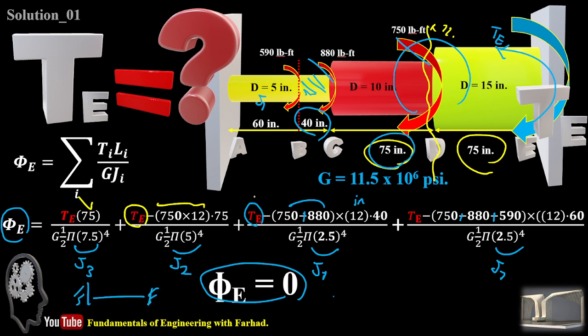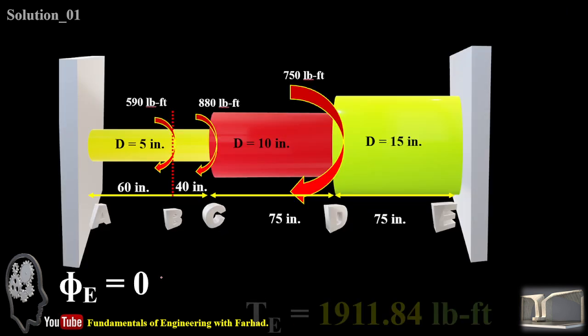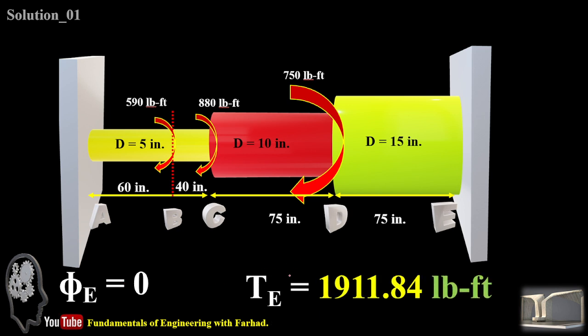So if phi is 0, the only unknown of our problem is the torsional torque at the fixed end E. So it simply gives you that the torsional torque at the fixed end, our TE, is equal to 1911.84 pound-feet. We can also solve this problem in a far simpler approach based on torsional stiffness.